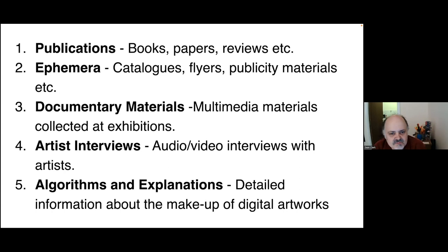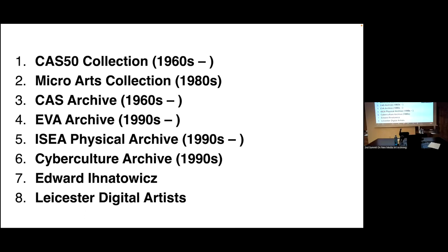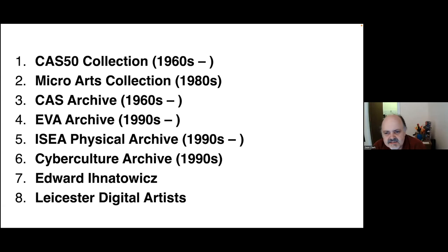So John, final slide, our collections at the moment. We have our core CAS 50 collection, which has work from the 1960s to the present day, like I say, 100 or so framed works. We have a collection called Micro Arts, which is work from the 1980s. That's currently being exhibited actually at the BCS, British Computer Society headquarters in London, if anybody is in London, want to go and have a look at that.